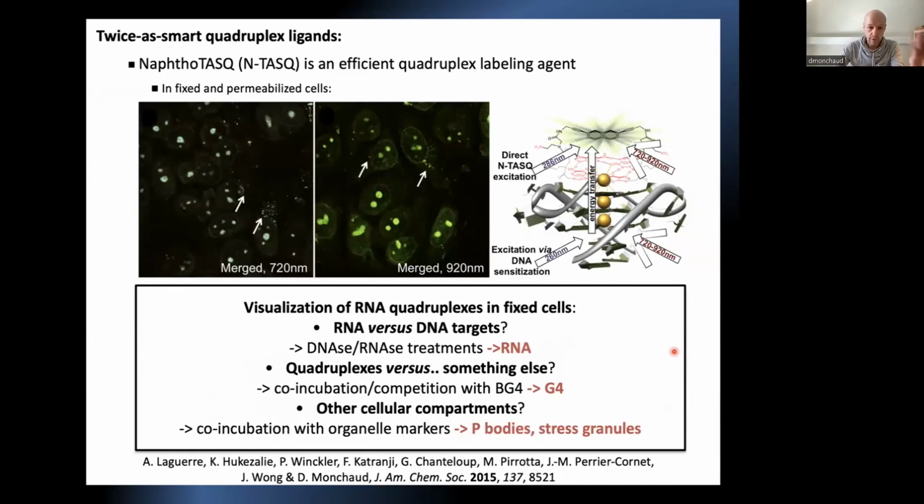So we demonstrated this. It was interesting. To demonstrate that this molecule is able to interact with the G4, we first used fixed and permeabilized cells, because it's quite convenient to play with fixed cells.